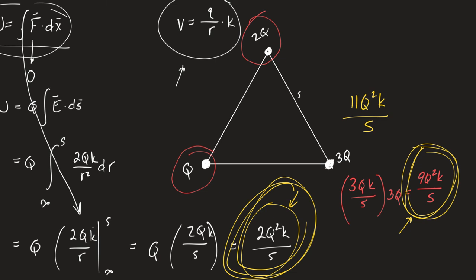My only question was, if they asked us and we have numbers, we would just say express in terms of joules, right, because it's energy. It would be energy expressed in terms of joules. Yep. And it doesn't matter what order we do it in, it would always result in 11q squared k over s. In this instance, sure.